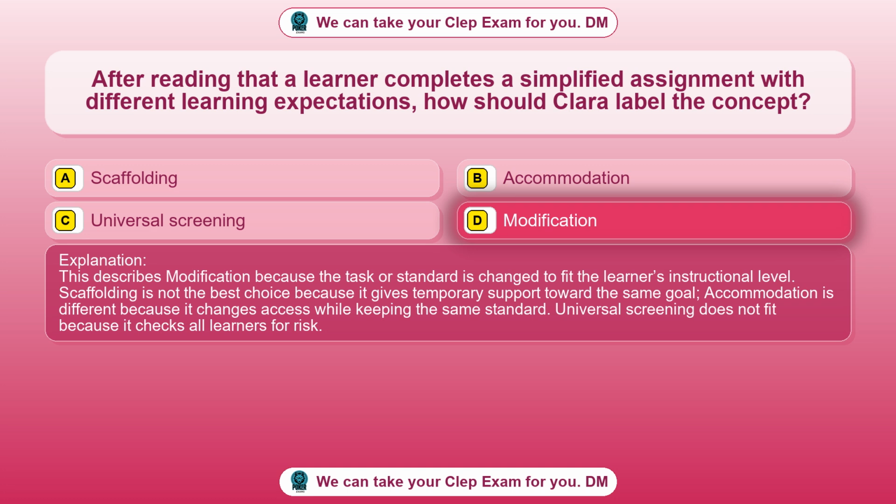Scaffolding is not the best choice because it gives temporary support toward the same goal. Accommodation is different because it changes access while keeping the same standard. Universal screening does not fit because it checks all learners for risk.